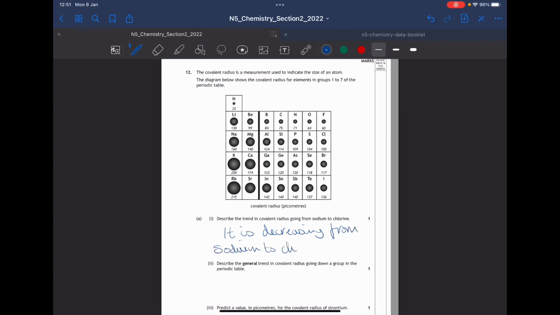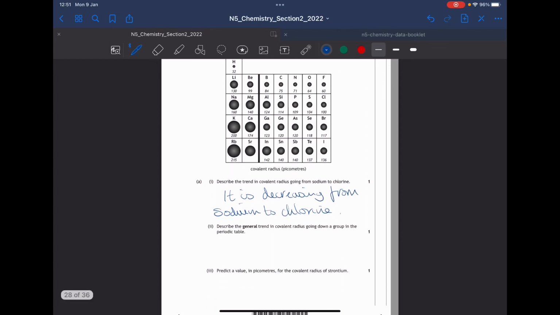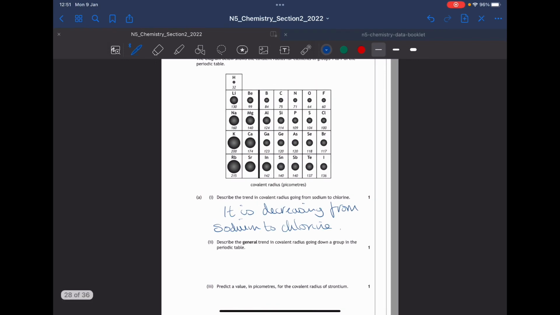So again, some more problem solving. Describe the general trend in covalent radius going down a group in the periodic table. So it's saying general, which means that there might be slight fluctuations, but you're just looking at overall what sort of patterns you see. So if we just pick this first group here, as you go down the group, the covalent radius is increasing. Same thing for this one, same thing for this one. So going down a group, the covalent radius increases.